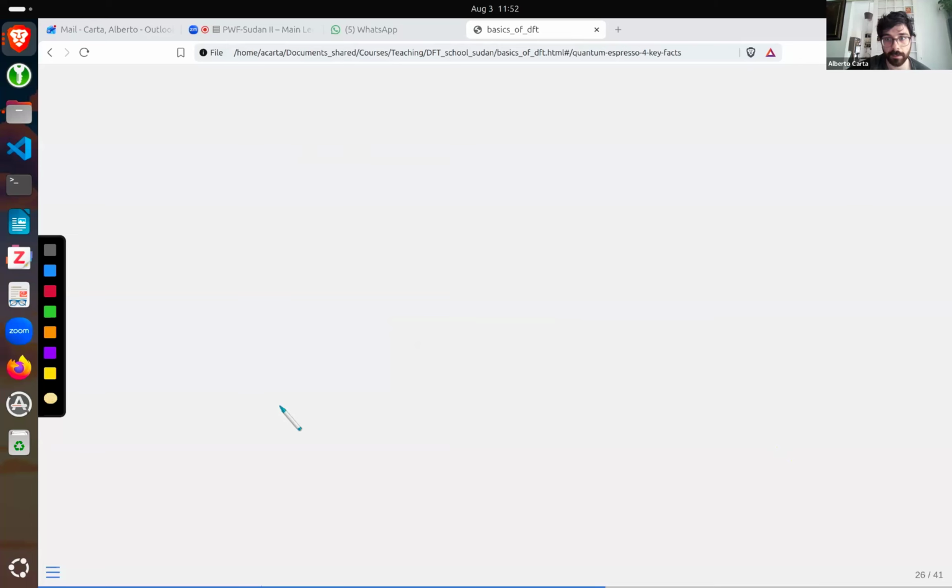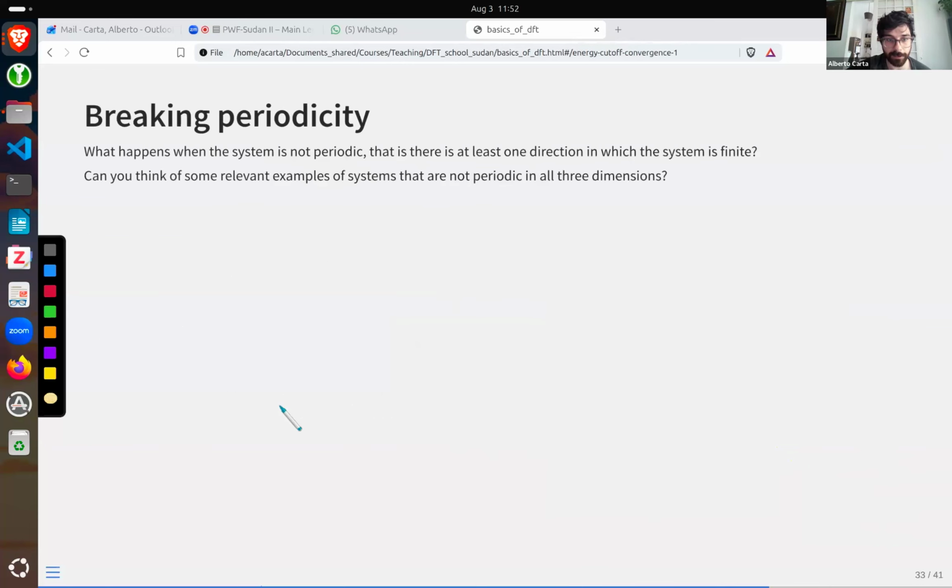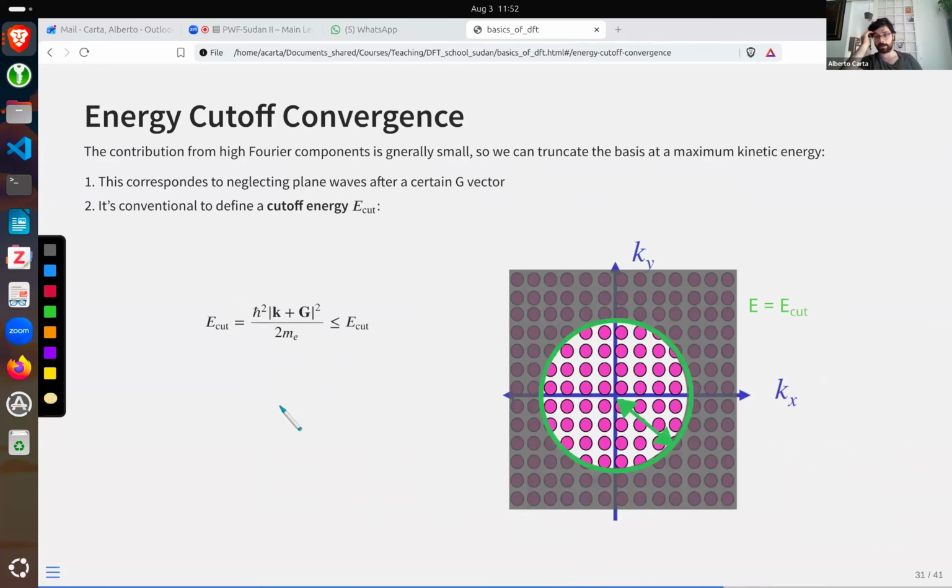Yeah, sure. Okay, so let's continue. This is a little bit of technical things, and I think you will see this in the tutorials also. So let's look at the practical sides of using a plane wave basis as our choice of how to solve the equations.